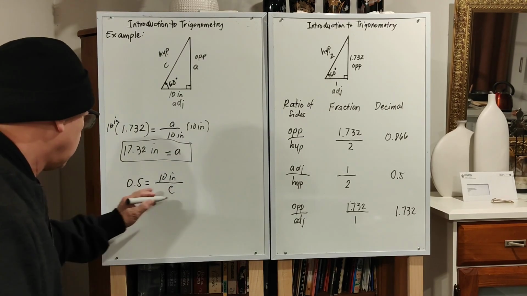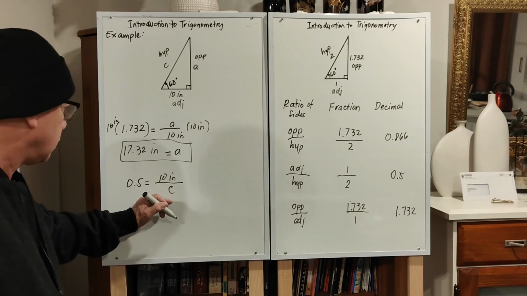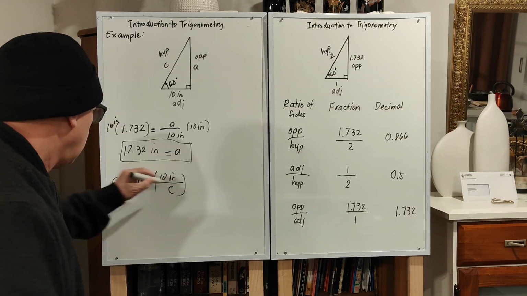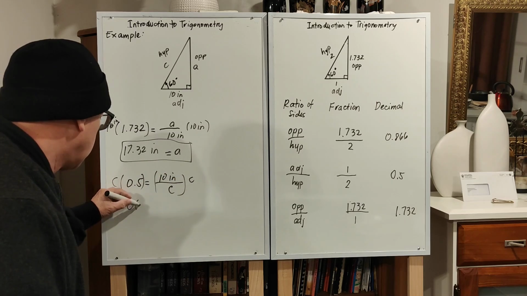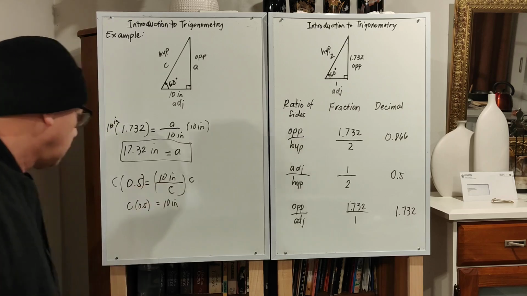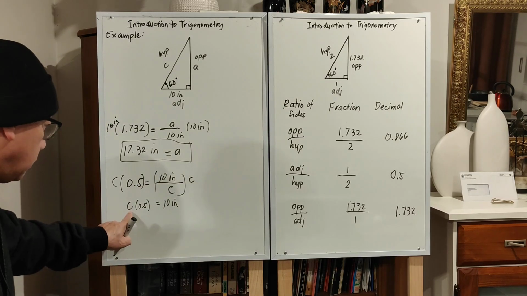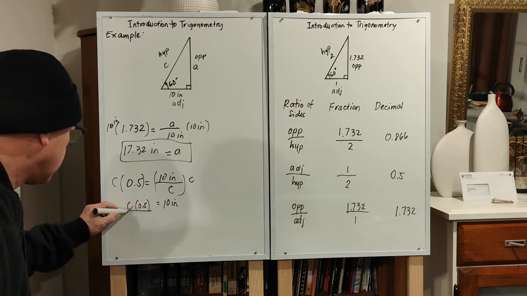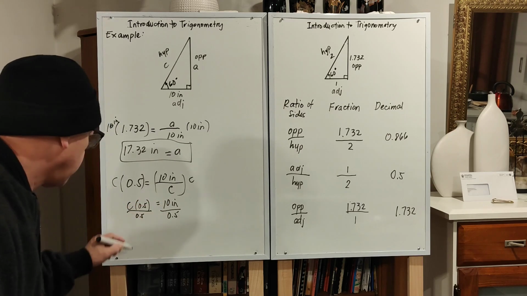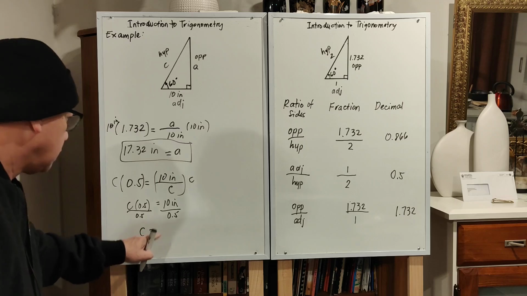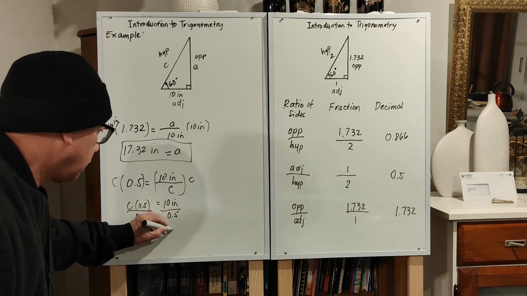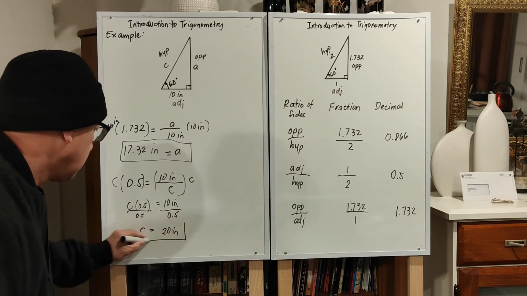So to get C into the numerator, we multiply both sides by C. So C times 0.5 is equal to 10 inches. To remove 0.5, we divide both sides by 0.5. C is equal to 10 inches divided by 0.5, 20 inches.